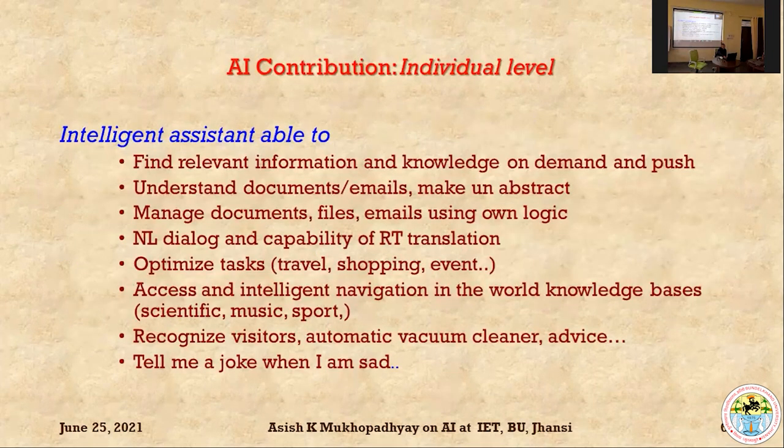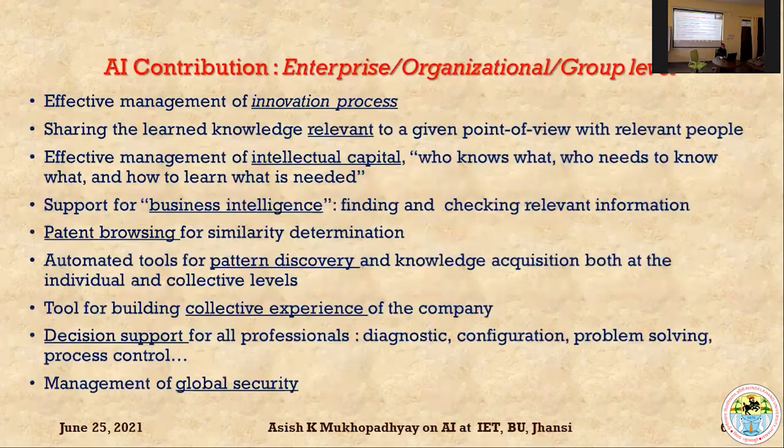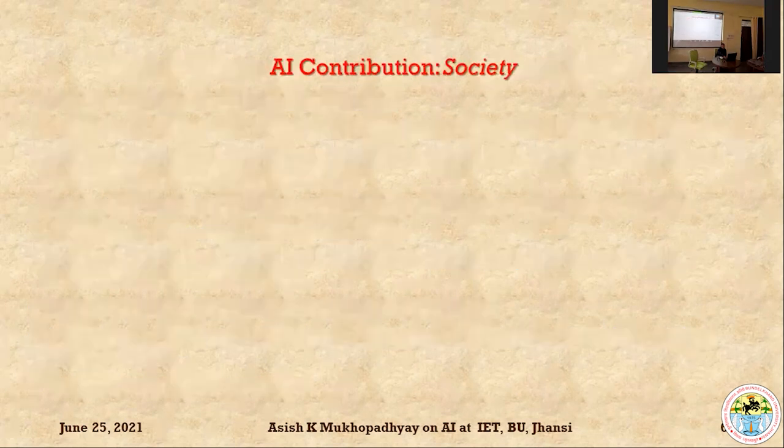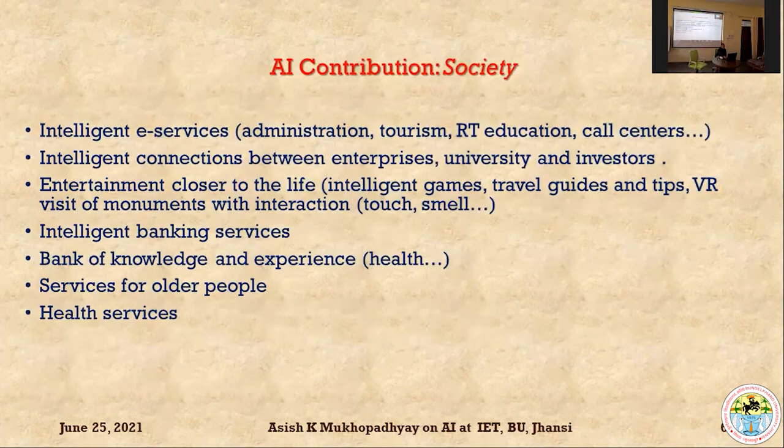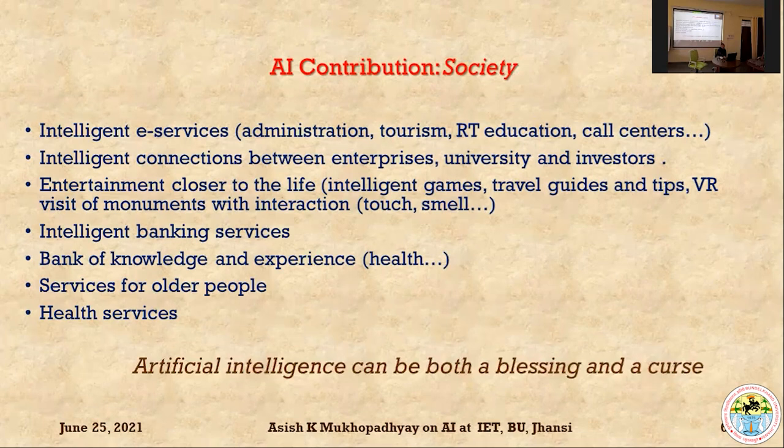And at the individual level, a lot of contributions. I'm skipping this to save time. The organizations, as I told, are for a different presentation. So this is for organizations, how they will get to the society, how society will get benefited from the AI boost like this. But the last line is very important. Artificial intelligence can be both a blessing and a curse.